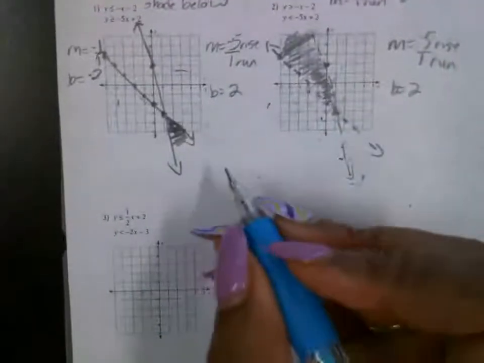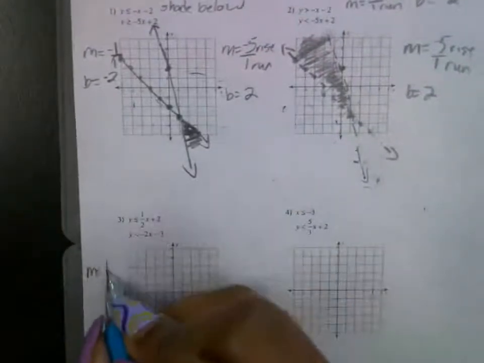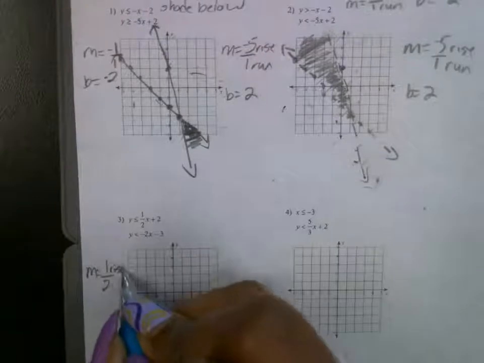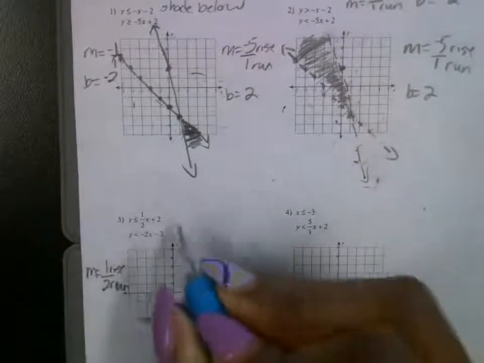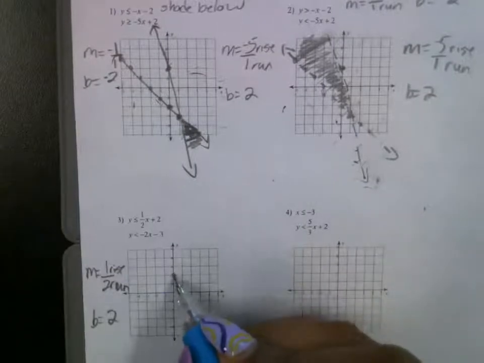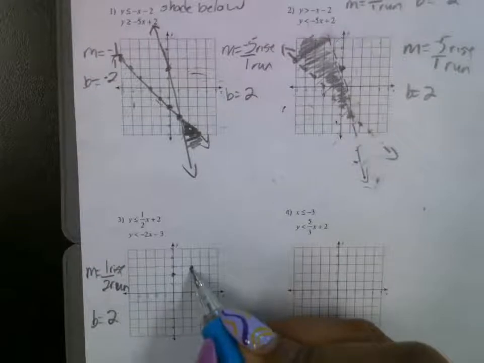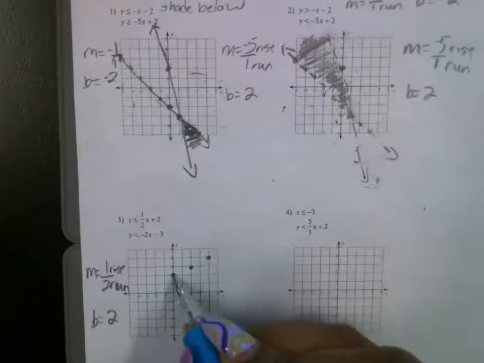All right. Let's look at the next one. The slope for the first equation is 1 over 2. This is rise, this is run. The b, or the y-intercept, is 2. So find 2 on the y-axis and go up 1 and to the right 1, 2.